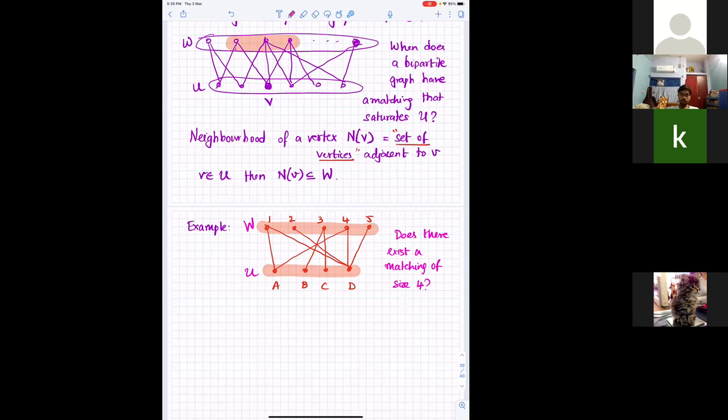So what she was trying to say is that if you look at these two vertices, they have just one neighbor here, which means that there does not exist a matching of size 4. Is this clear to everybody?